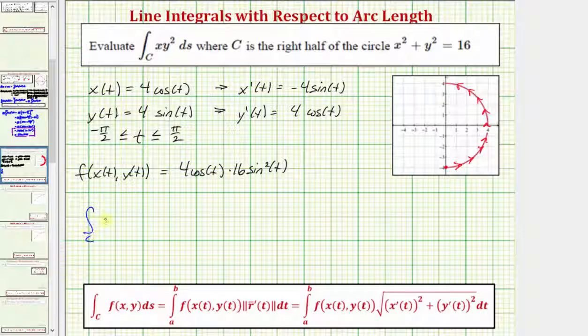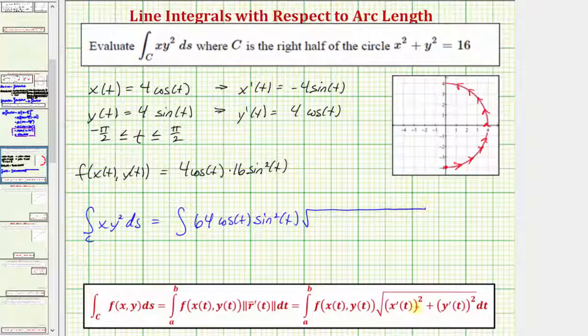The given line integral is equal to the integral of, again, f of t would be 64 cosine t sine squared t, and then we have times the square root of x prime of t squared, that would be positive 16 sine squared t, plus y prime of t squared, that would be positive 16 cosine squared t dt. The limits of integration for t are from negative pi over 2 to positive pi over 2. Let's simplify this and then evaluate this on the next slide.